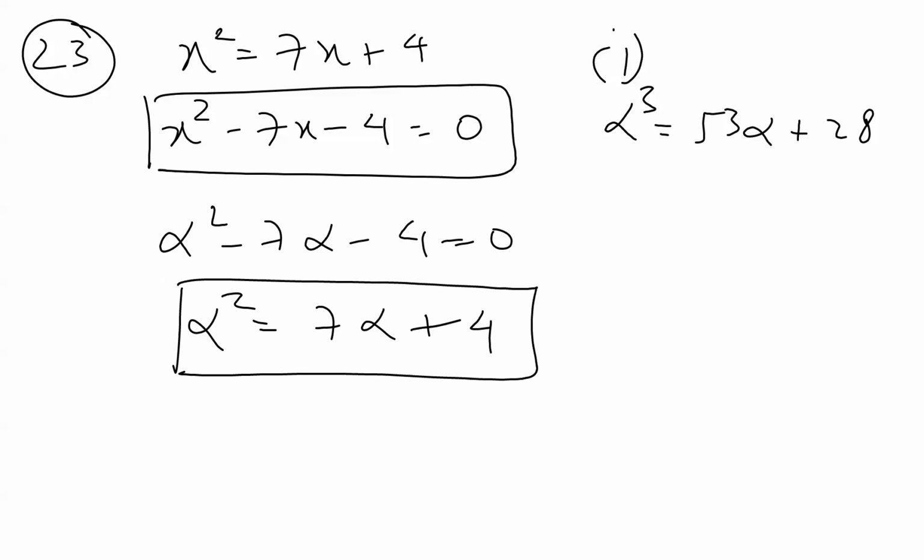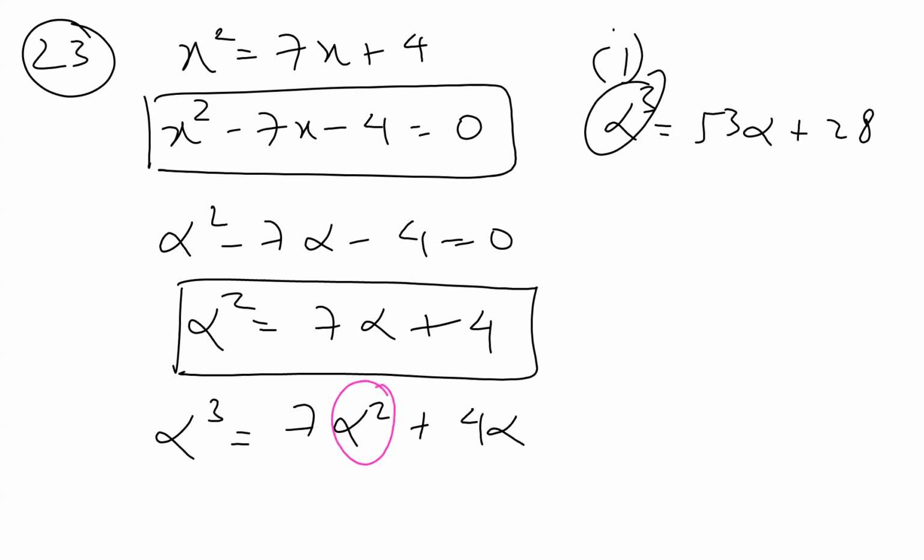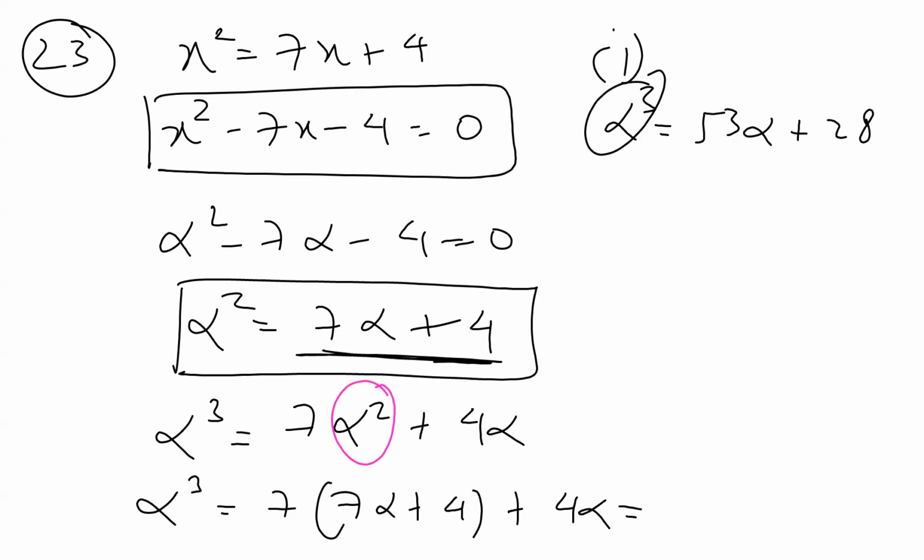Now I'll multiply with alpha on both the sides because we require alpha cube. So multiply both the sides with alpha. So this will be alpha cube equal to 7 alpha² + 4 alpha. Now in this part, alpha², you put 7 alpha + 4. So this is equal to 7 sevens are 49 alpha + 28 + 4 alpha. So this will give you 53 alpha + 28. So that is how you need to prove the first part. The second part is very simple. You can do it on your own.